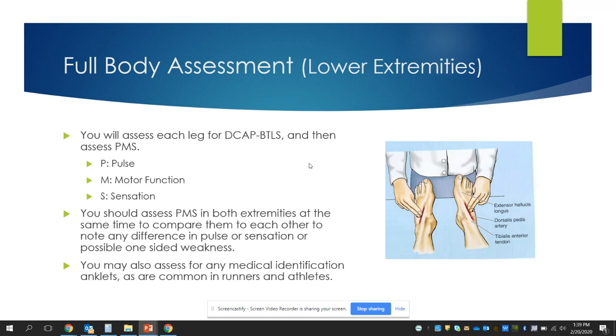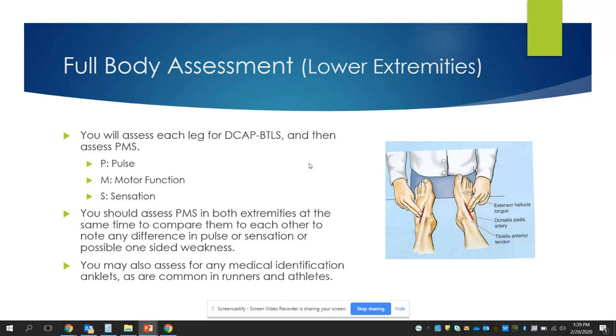From here, we would move down to the lower extremities, and so not only are we going to move down and look for DCAP-BTLS down the entire both legs, but we're also going to take this opportunity to assess pulse, motor function, and sensation, or PMS. And so we want to do that at the same time so that we can compare one side to the other and see if there is any type of weakness here.